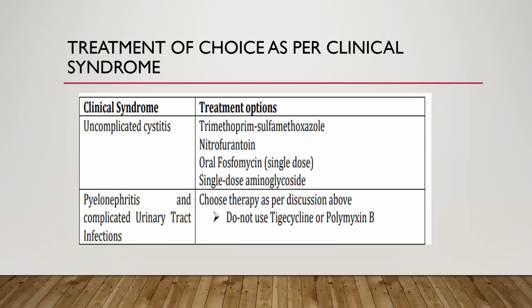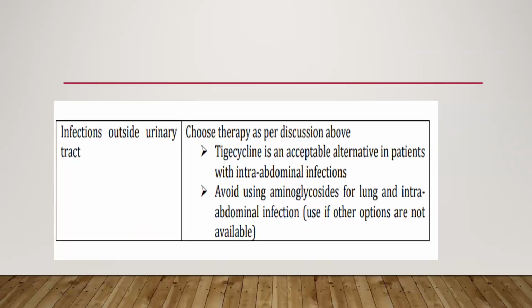Now, the treatment choice as per clinical syndrome. If it is uncomplicated cystitis, then go for trimethoprim-sulfamethoxazole, nitrofurantoin, and oral fosfomycin. If there is pyelonephritis or complicated UTI, then choose as per discussion above, but do not use tigecycline and polymyxin. For infection outside the urinary tract, choose as per discussion above, but tetracycline is acceptable in intra-abdominal infection. Avoid using aminoglycoside for lung and intra-abdominal infection.